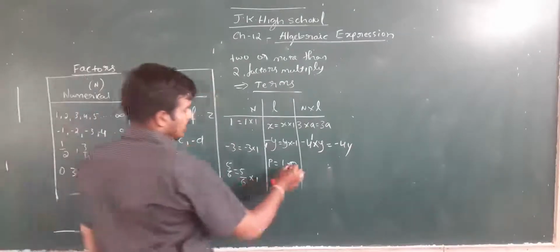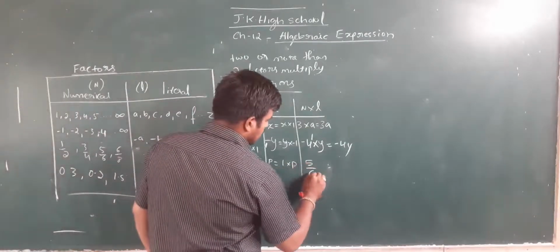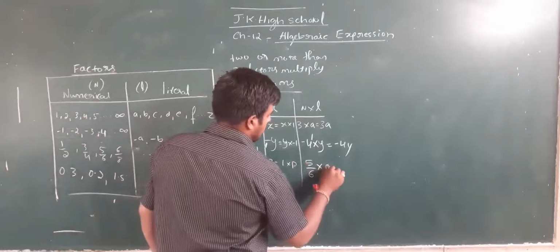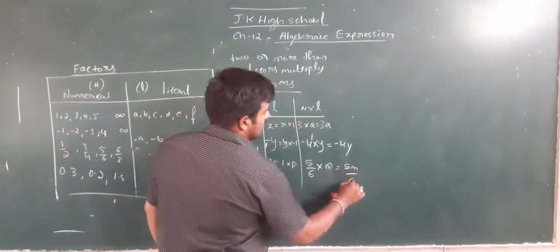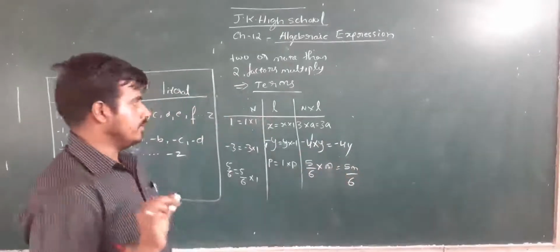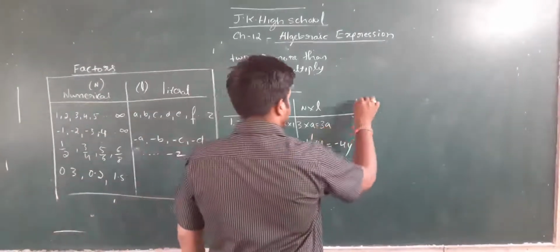5 by 6 into m will give you 5m by 6, which is also a term only. Okay. Now you try.